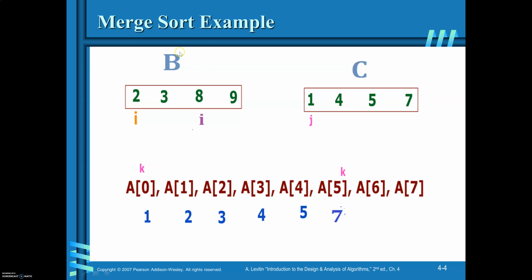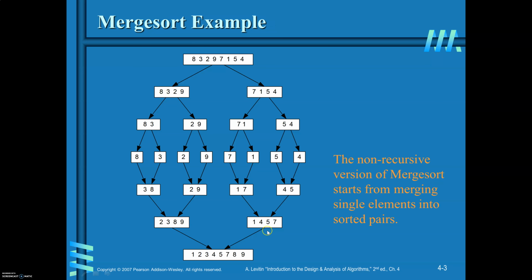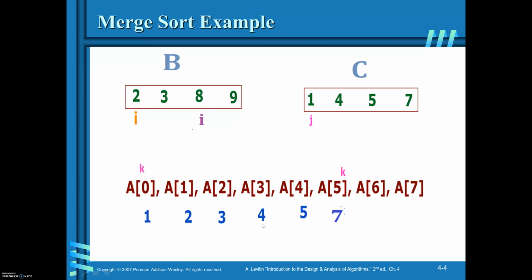Now here, B with elements 2, 3, 8, 9 and C with elements 1, 4, 5, 7. So I is 0, J is 0 and K is 0. Now compare the first element of C with B. This is smaller, copied onto A. Again, J gets incremented here. Now it's pointing to 4.